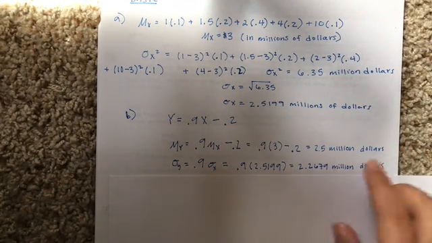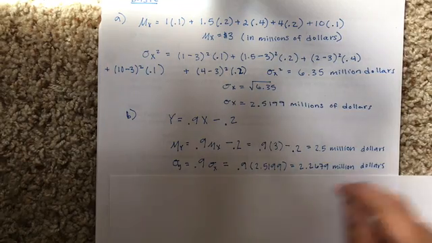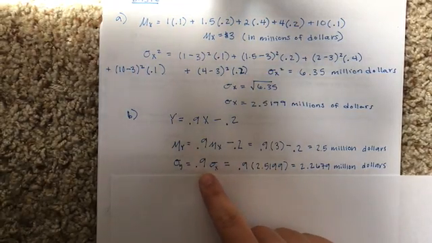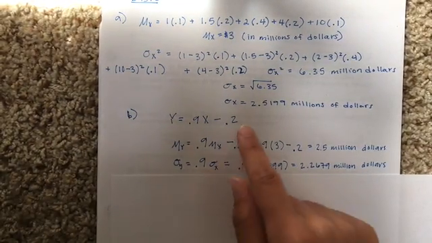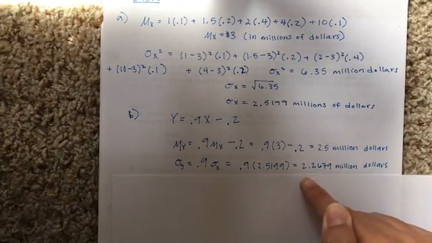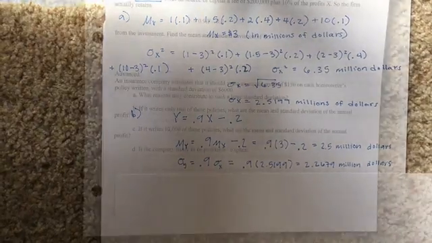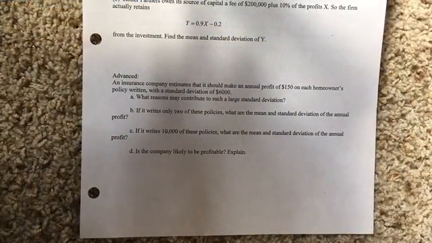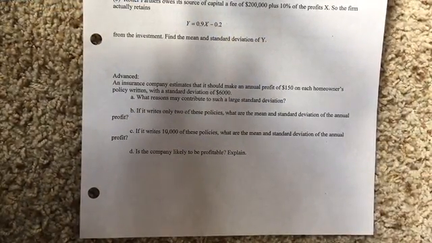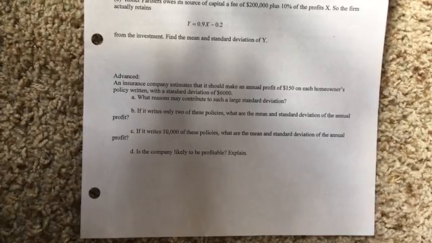And then when we plug in to find the new standard deviation, we just do 0.9 times the standard deviation of X, and we don't use the 0.2 here, and that gives us $2.2679 million.